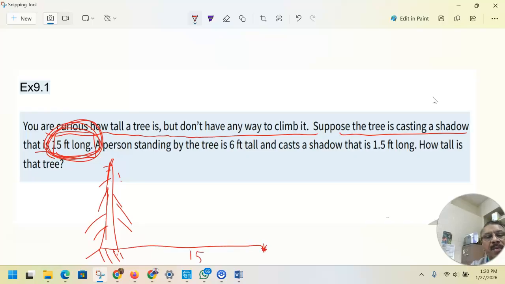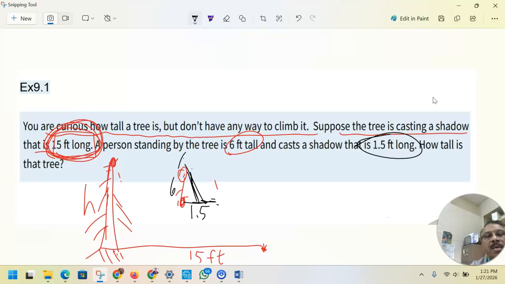So this is 15 feet, and we don't know the height. I'll call h the height of the tree. But there is another person next to it who is just 6 feet tall. There is a person here, and he casts a shadow of 1.5 feet. So this one is given as 6 feet tall.